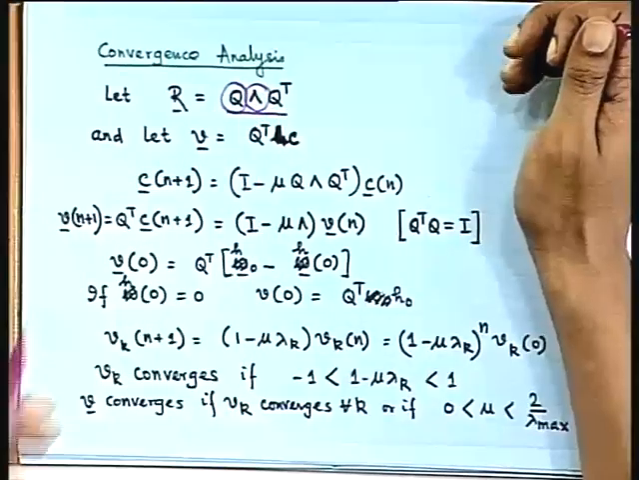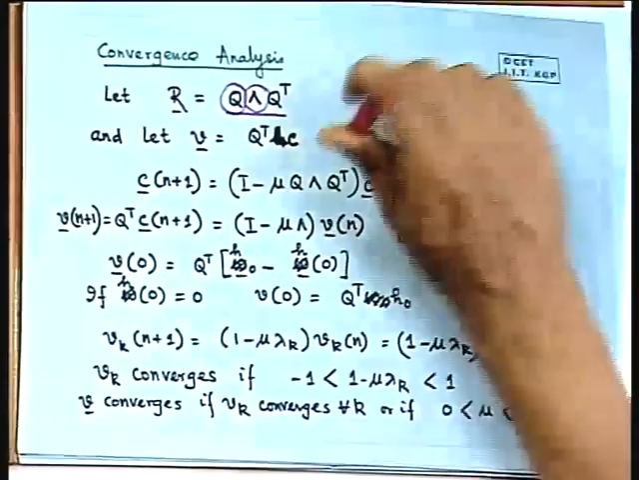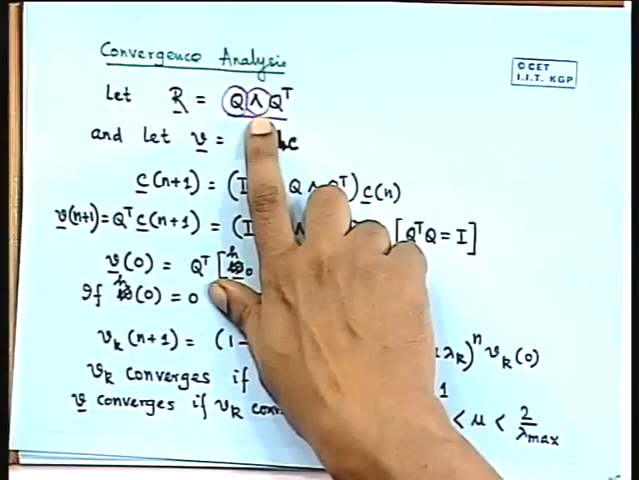So we know that we can easily achieve it if we set up a coordinate system along the eigenvectors. So we write that R is equal to this, where this is the eigenvector matrix and this is the diagonal matrix consisting of eigenvalues. Remember, we had done this before.